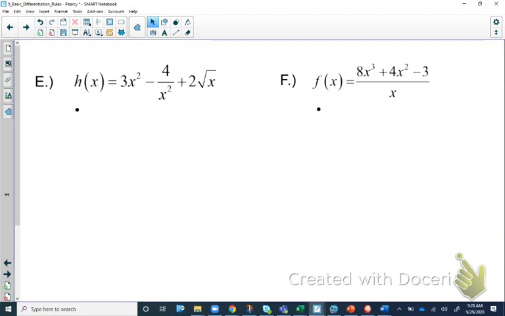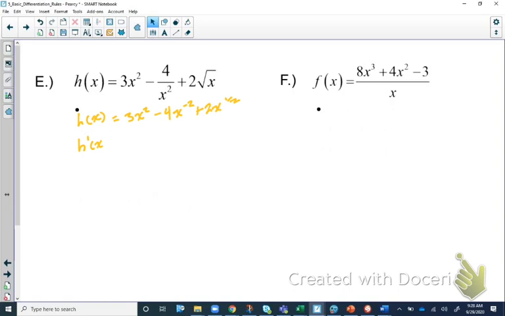So the first thing that I want to do on example E is rewrite the function h of x so everything is in terms of an exponent that I could actually use the power rule with. So I'm going to say 3x squared minus 4x to the negative 2 power plus 2x to the 1/2 power, and now we'll run through the power rule on each piece of the function.